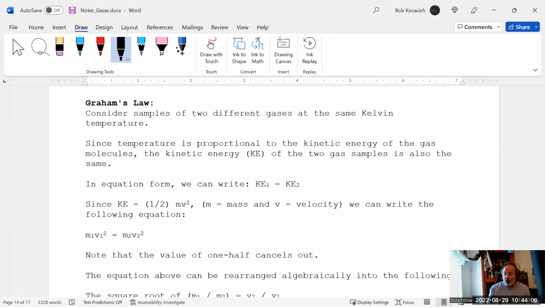So temperature is about kinetic energy. The average kinetic energy is equivalent to the temperature of the object. The temperature goes up, the kinetic energy goes up because the speed of the particle goes up. And kinetic energy is 1/2 mv squared.